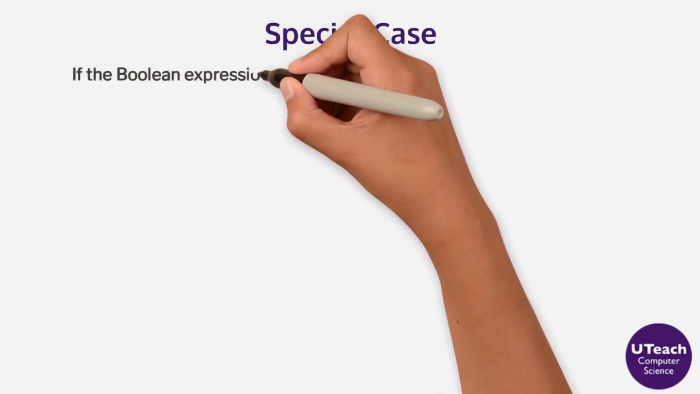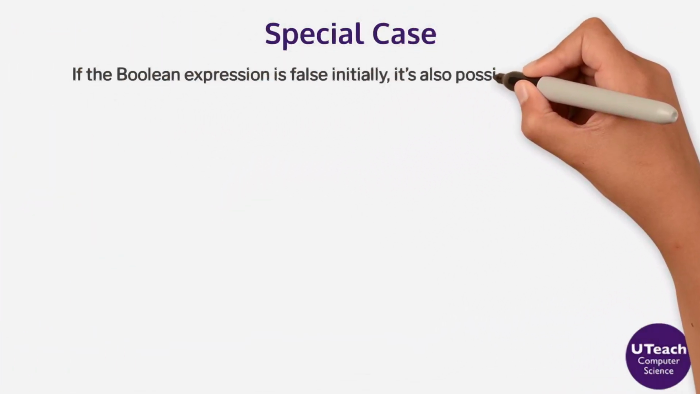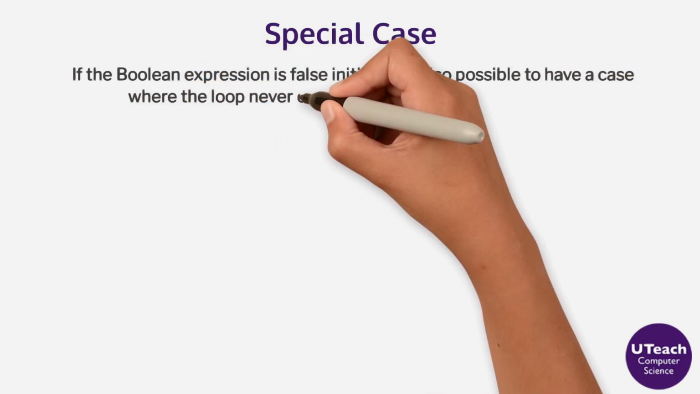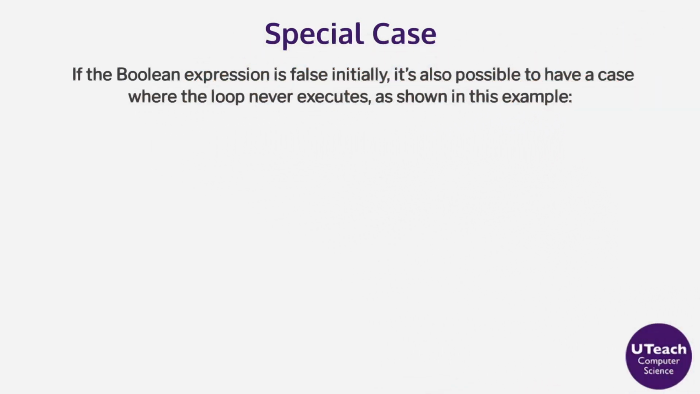If the Boolean expression is false initially, it's also possible to have a case where the loop never executes, as shown in this example.